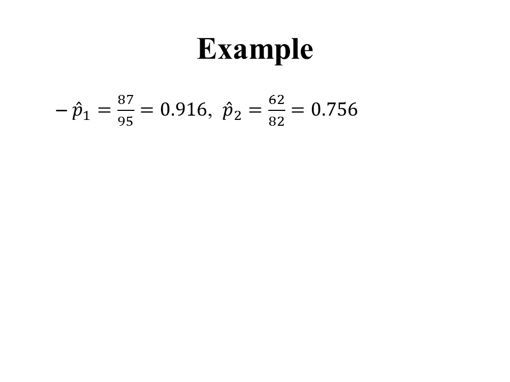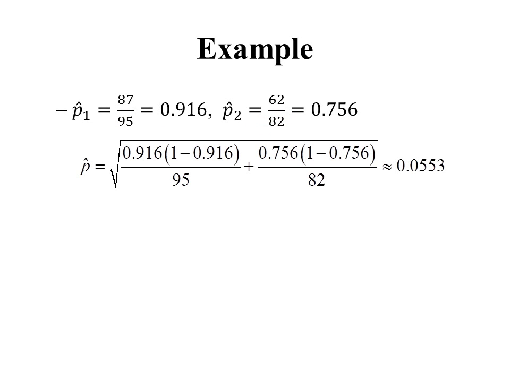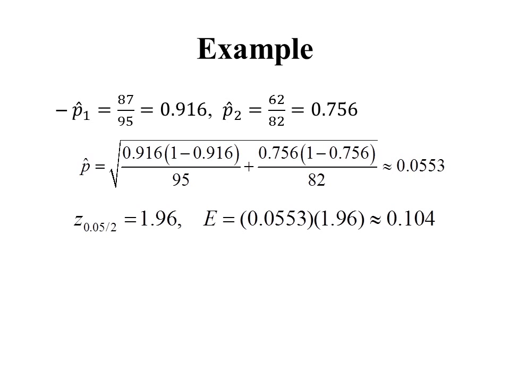And so going back to our example, we were given here that p hat 1 was 0.916 and p hat 2 was 0.756. N1 is 95, N2 is 82. And so now we're ready to start plugging stuff in. First we calculate p hat, and here's our p hat 1, p hat 2, N1, N2, do the arithmetic, and there's p hat.